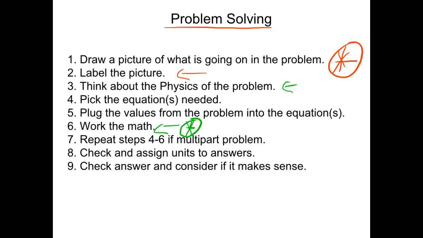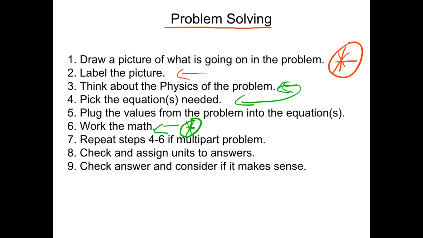The most difficult part of problem solving in physics has to be step three, right there: thinking about the physics of the problem, then leading to step four, picking the correct equations. If you can get steps three and four down pat, everything else should be easy. So working the math is the easiest step of all.